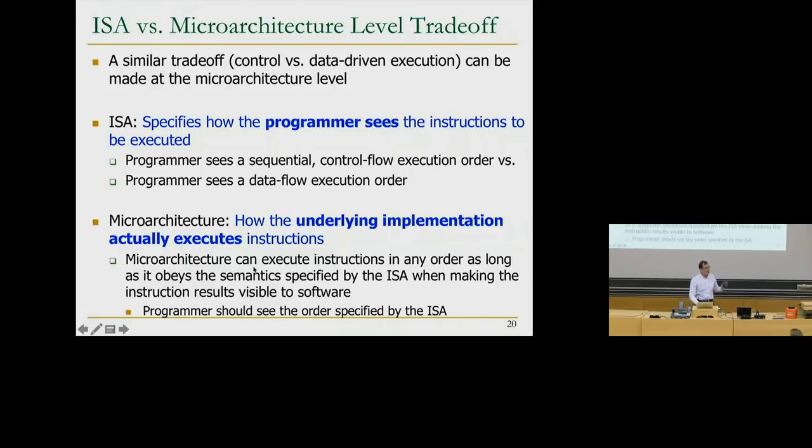But the microarchitecture underneath can execute instructions in any order as long as it obeys the semantics specified by the ISA when making the instruction results visible to the software. And we will see this many times. So the programmer should always see what he or she expects, right? The order specified by this book, the contract, the hardware-software interface, the ISA.